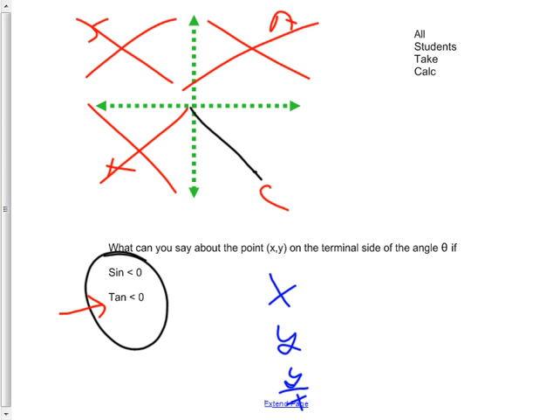If this is where my line is, then x comma y is somewhere in there. And what can I say about x? Positive. What can I say about y? It would be negative. And then what could I say about y over x, also known as tangent? We already knew it was negative from that. But if you just think about it, if one of these is positive and one of these is negative, and I divide them, I'm going to have a negative.